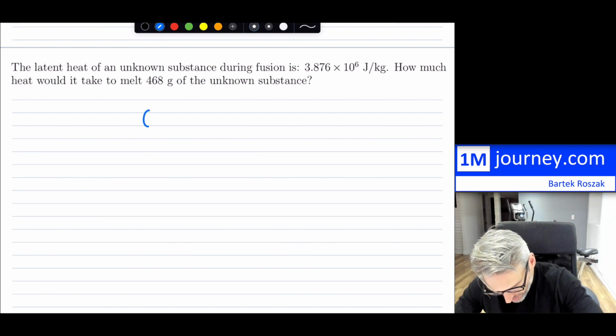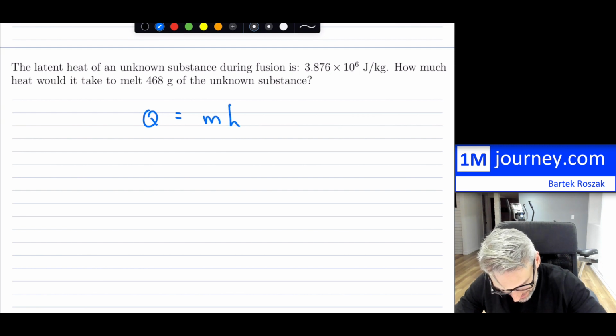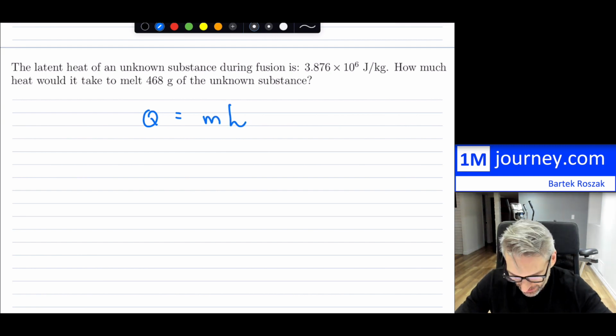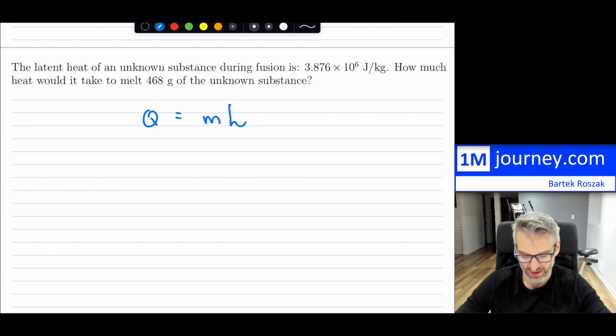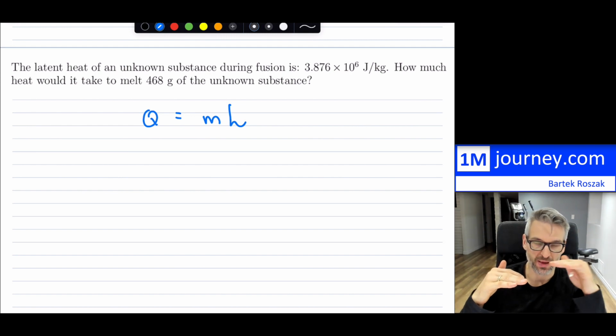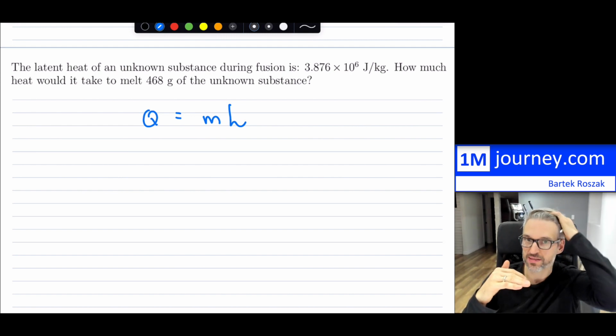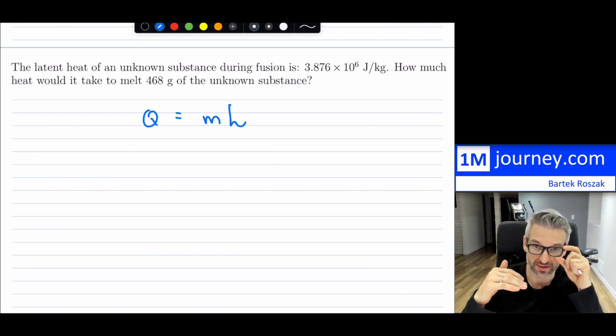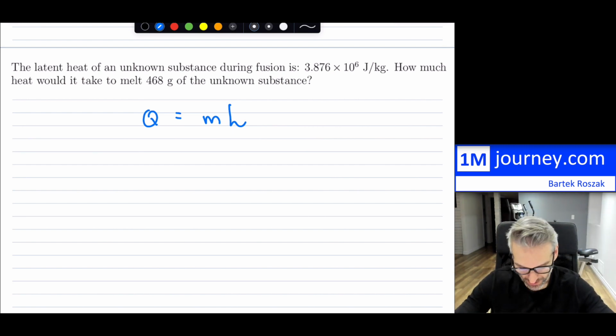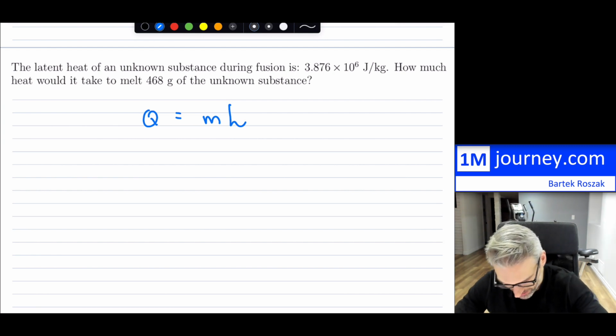Now, please recall, so the heat, this is just simply mass times the actual latent heat capacity in there. So we have no changes in temperature, right? So it's just the energy which is basically being taken away from the bonds so that it can change state, so either going up or going down. So within here, how much heat would it take to melt 468 grams of the unknown substance? Okay, so that's a question that they ask us.